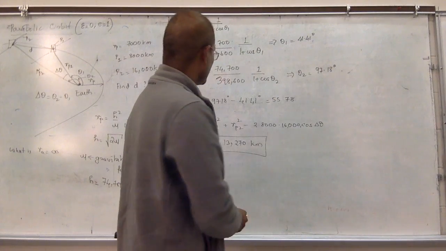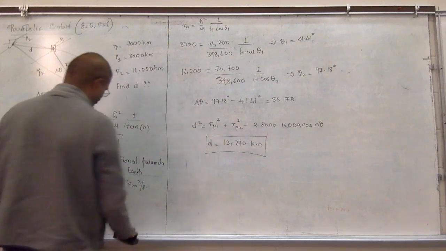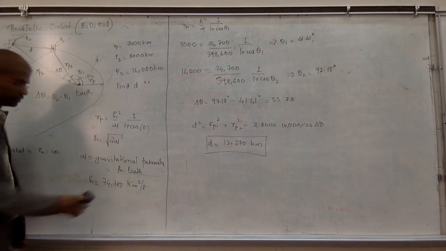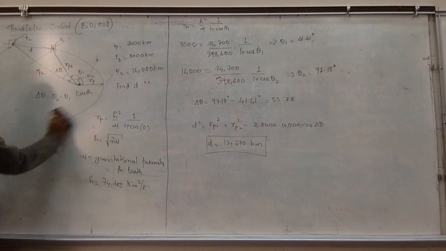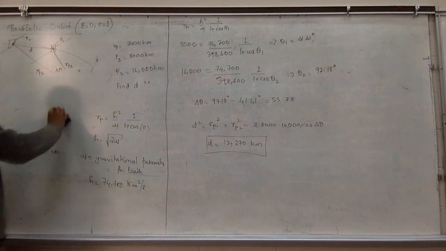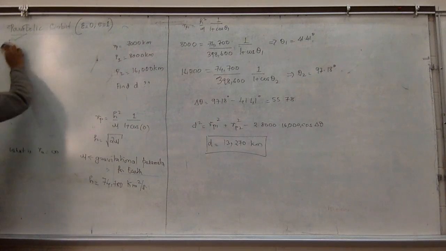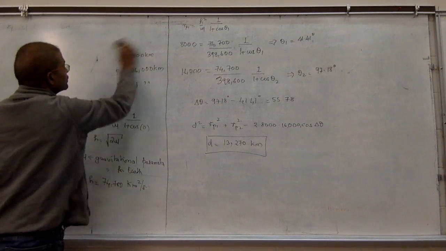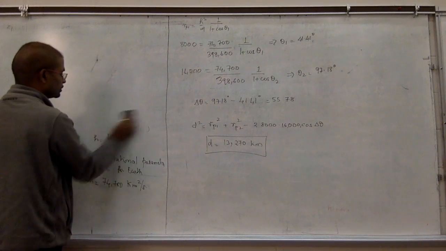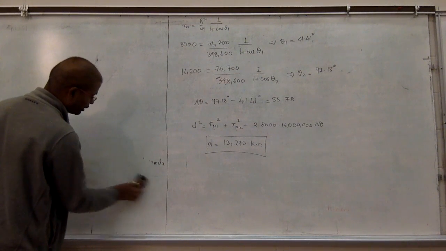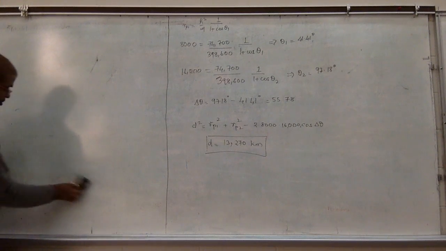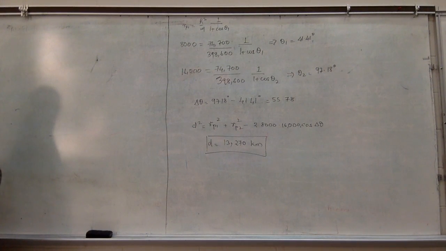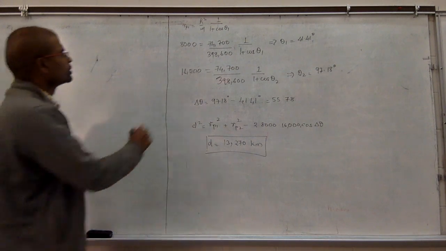If you look at hyperbolic orbits, can I erase this part? Was the concept of escape velocity clear to you guys? Isn't the 74,700 supposed to be squared? Is it 8 squared? Square. Okay.